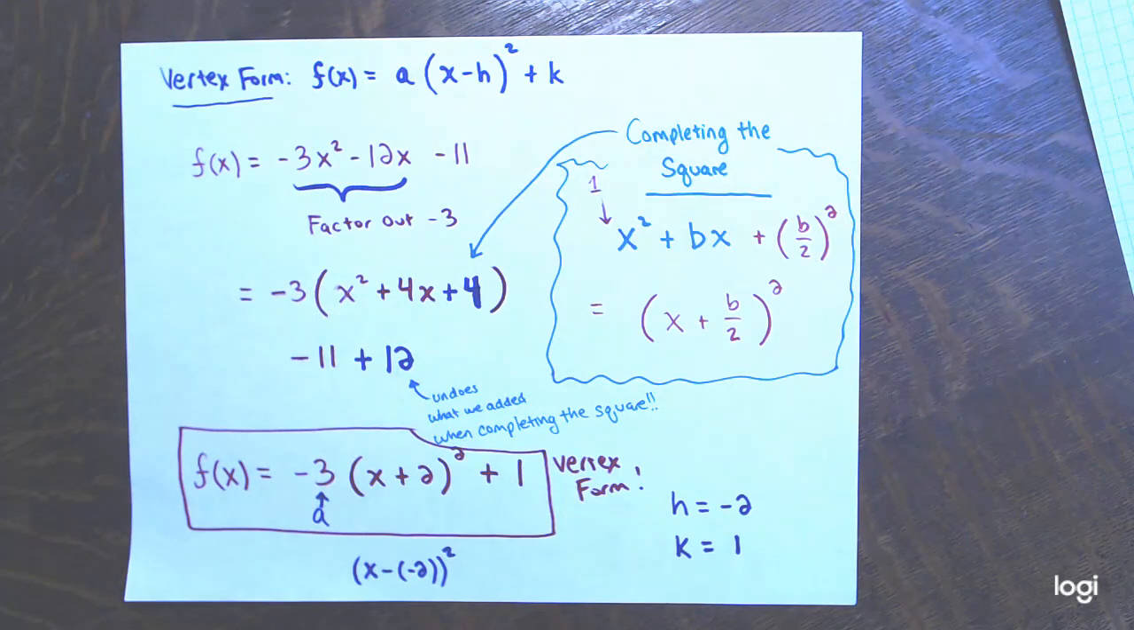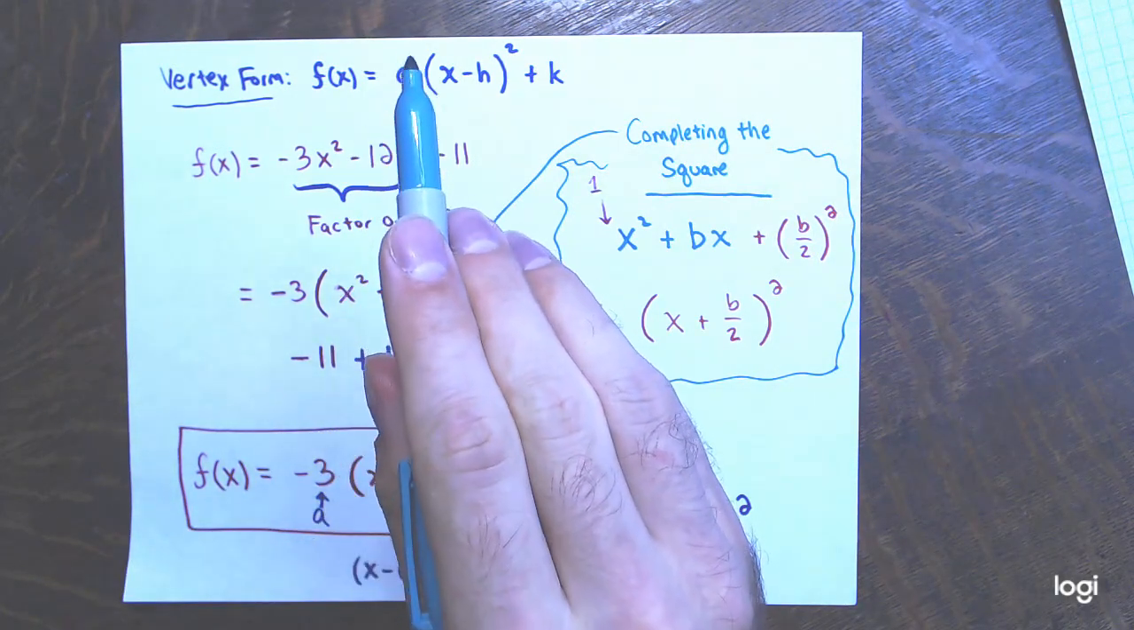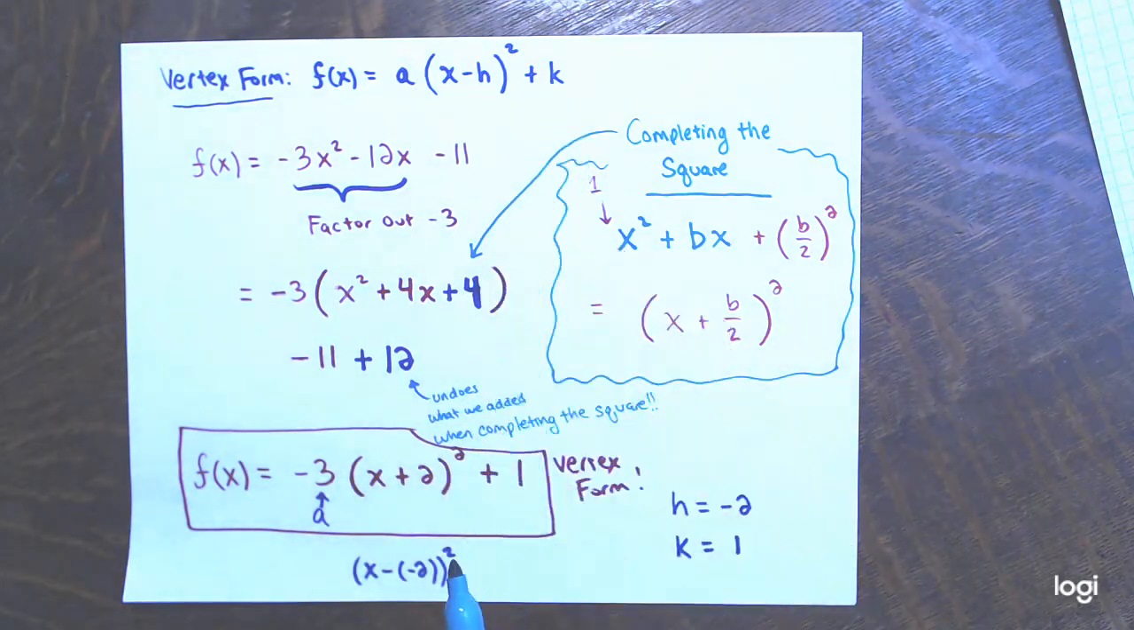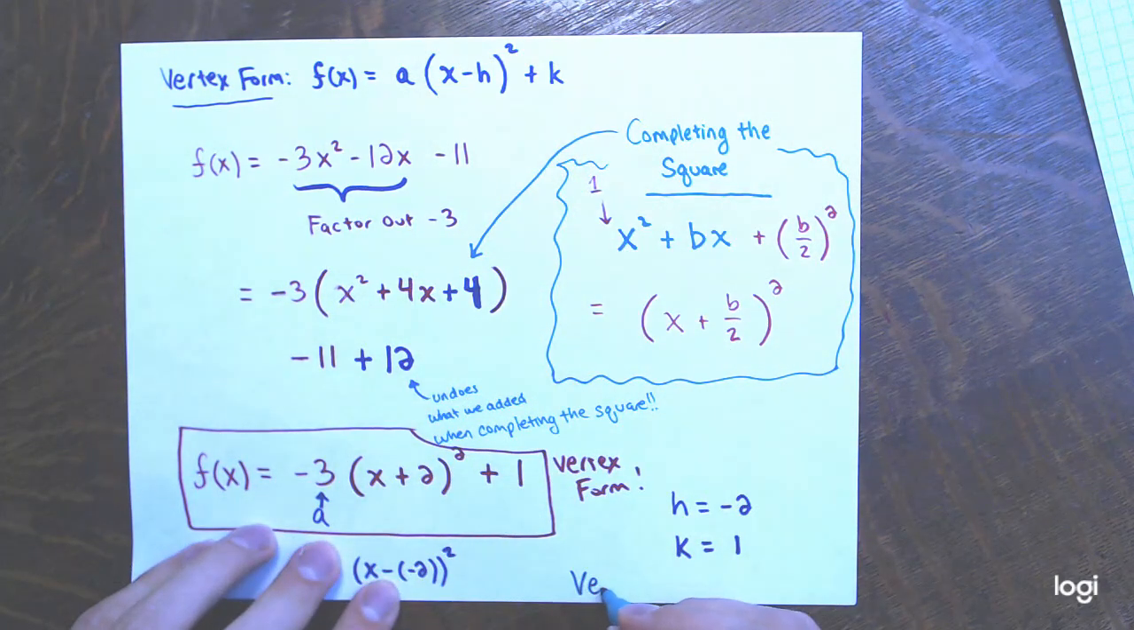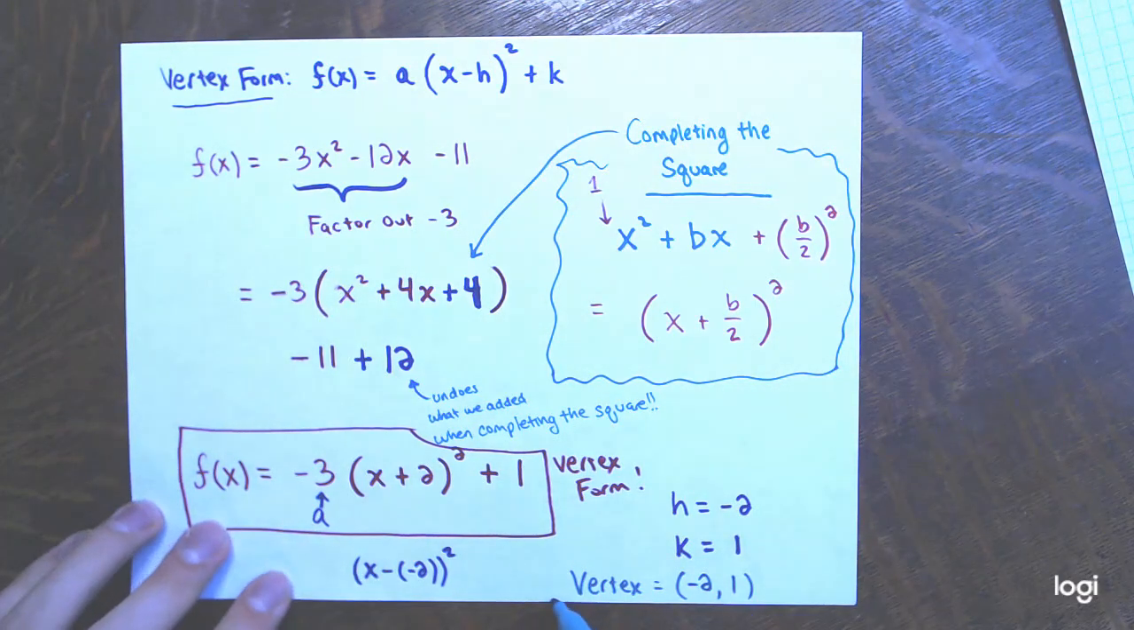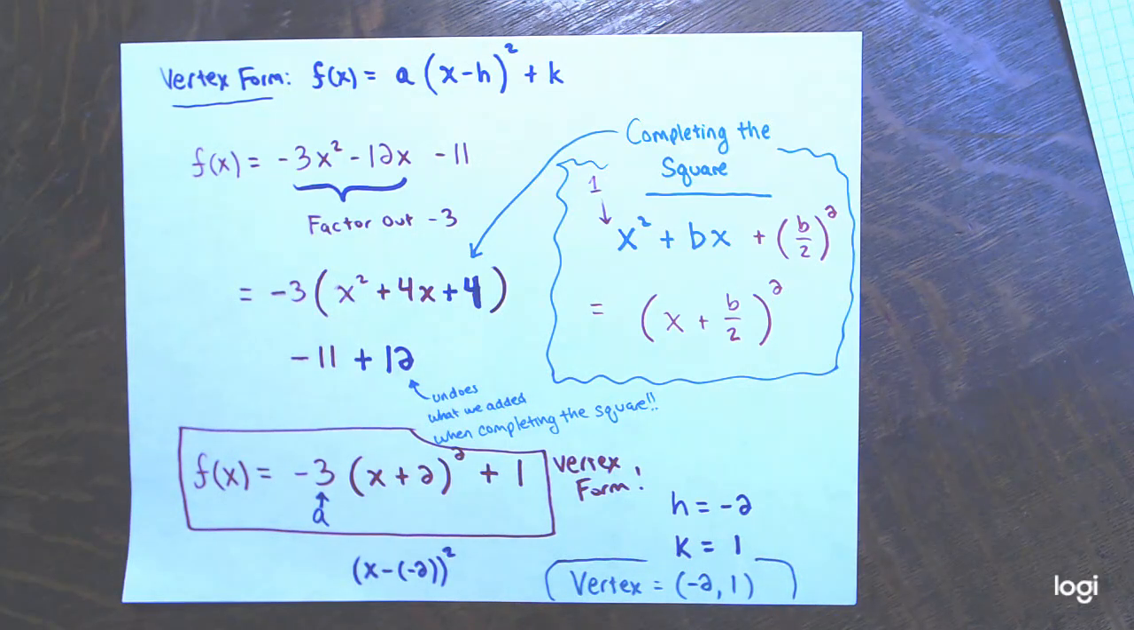And the reason, again, this is called vertex form is because now I have it in this particular form, a number times a square plus another number. I can identify the vertex of the parabola very easily. It is h comma k, negative 2 for the x coordinate, 1 for the y coordinate. You'll see this in my graph when I'm totally done graphing.